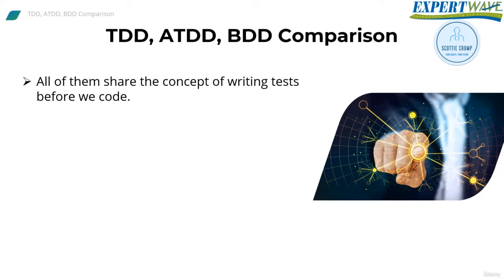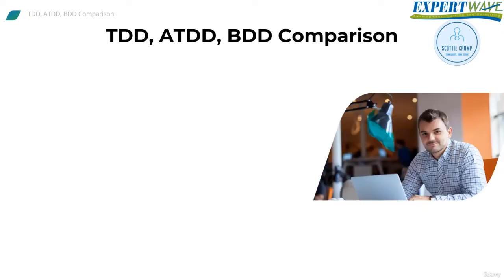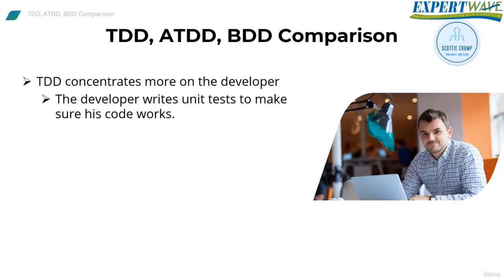First, all of them share the concept of writing tests before we code. TDD concentrates more on the developer. The developer writes unit tests to make sure his code works. In other words, in TDD, we test how the developer interprets what the software is supposed to do.